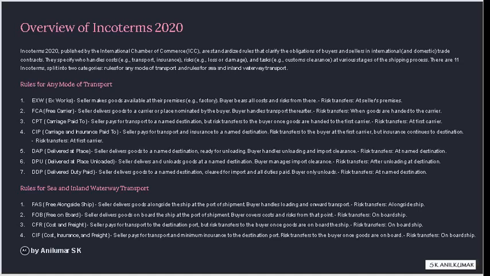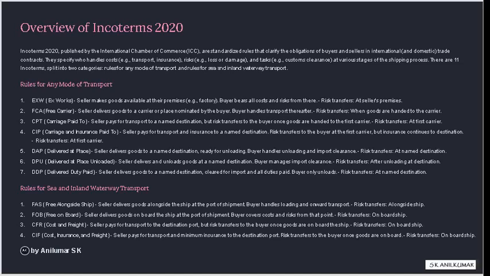What are the terms that can be used for any mode of transport? The most popular term is EXW, ex works. The seller makes the goods available at their premises, maybe the factory gate. The buyer bears all cost for moving the goods from there. So keeping it at the nominated premises is the only requirement in ex works.